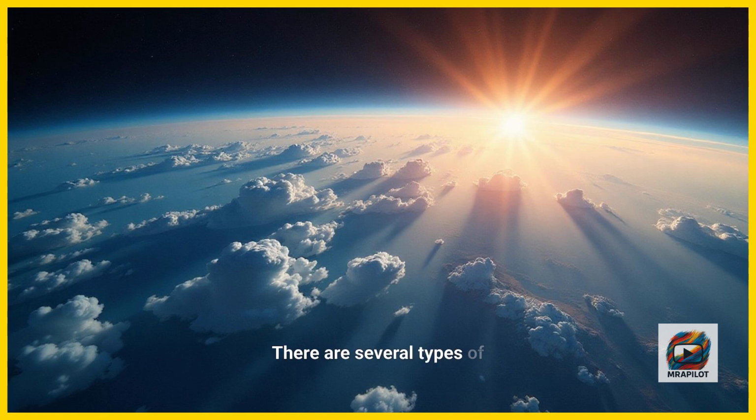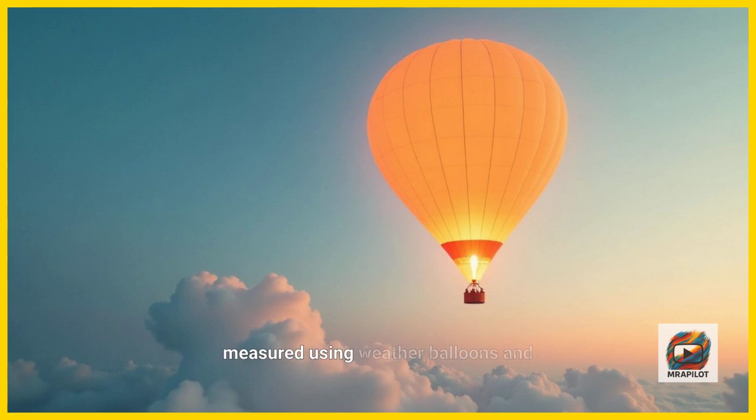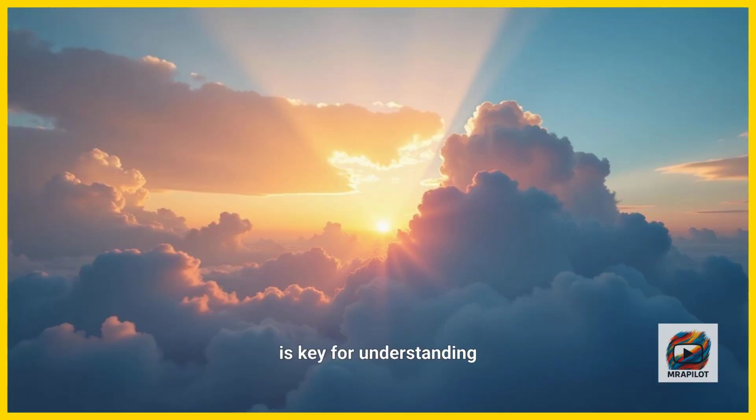This brings us to the concept of lapse rate, the rate at which temperature decreases with altitude. In the standard atmosphere, temperature drops by about 2 degrees Celsius per 1,000 feet. But in real life, the lapse rate varies due to weather systems, terrain, and time of day. There are several types of lapse rates. The environmental lapse rate is the actual temperature change with height in the atmosphere at a specific time and place. It's measured using weather balloons and is key for understanding stability and cloud formation.